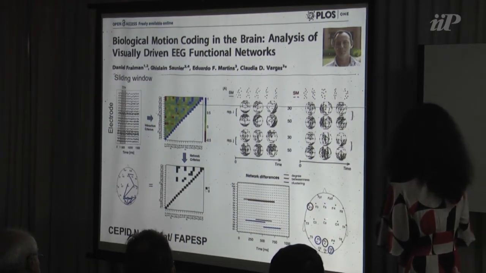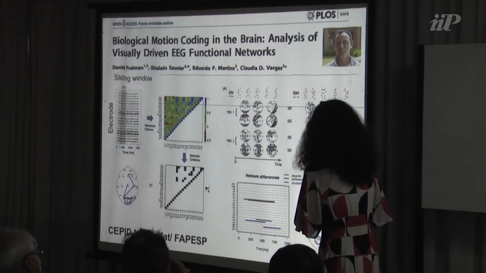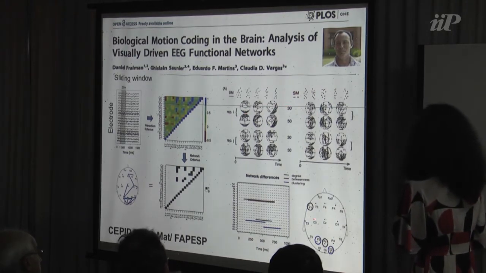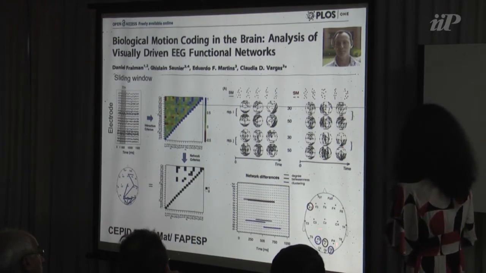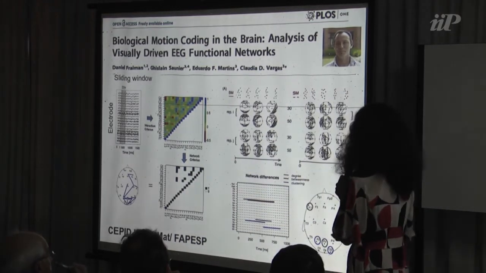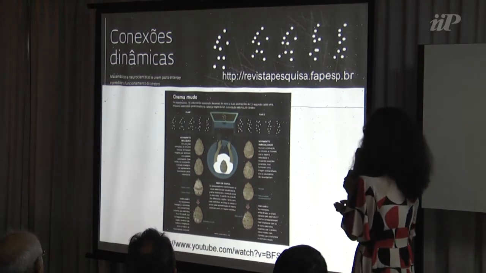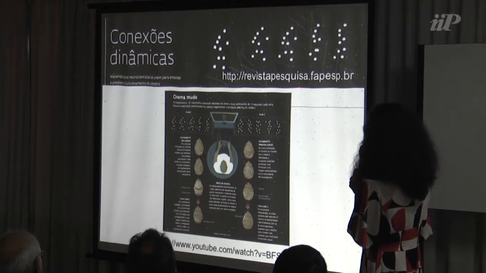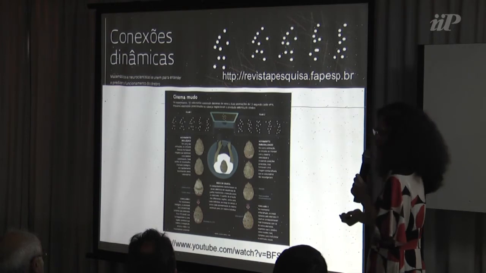We also found that the parietal electrodes, the parieto-occipital region, were also sensitive to the difference between biological and scrambled motion, and behaved like a separate network, a cluster of electrodes higher in the biological as compared to the scrambled motion. These results are part of a publication that just appeared in the Revista FAPESP, and there is also a video to discuss this result, so if you are interested, take a look at it.